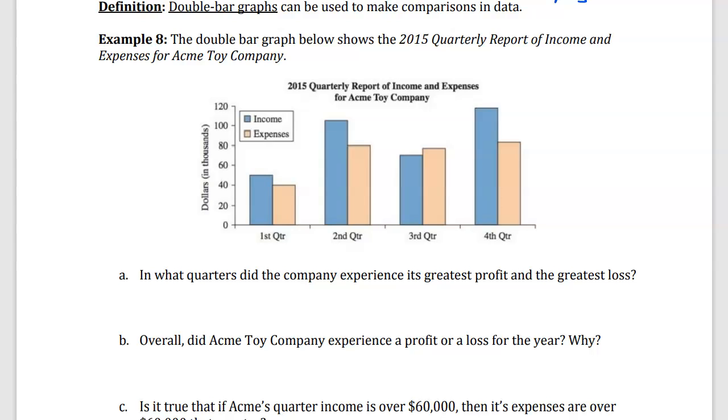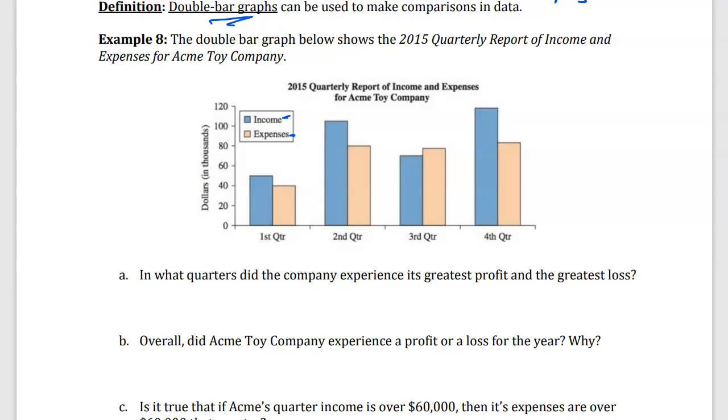Now that we have created histograms and bar graphs, let's look at interpreting bar graphs. This particular bar graph is a double bar graph. This is one where we are comparing two separate things. We're comparing income and expenses for each quarter of the Acme Toy Company. The income is in blue and expenses is in this peach color.